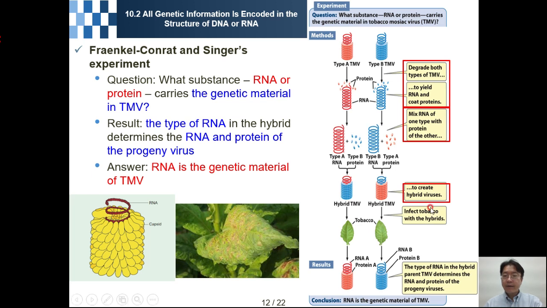After that, they infected tobacco with the hybrid viruses. In this case, all of the progeny showed type A RNA and type A protein. In this case, all of the progeny showed type B RNA and type B protein. So the type of RNA in the hybrid determines the RNA and the protein of the progeny virus. The answer is that RNA is also genetic material.